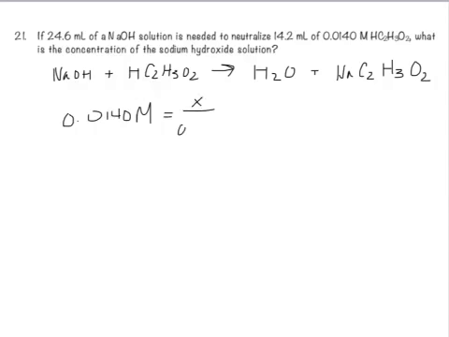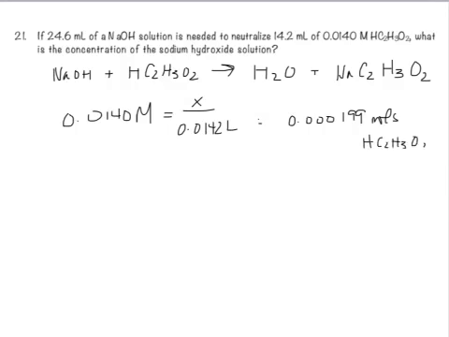So once again, converting this to liters, 0.0142 liters. So if I cross multiply, so 0.0140 times 0.0142, I end up with, with sig figs, 0.000199 moles of acetic acid.